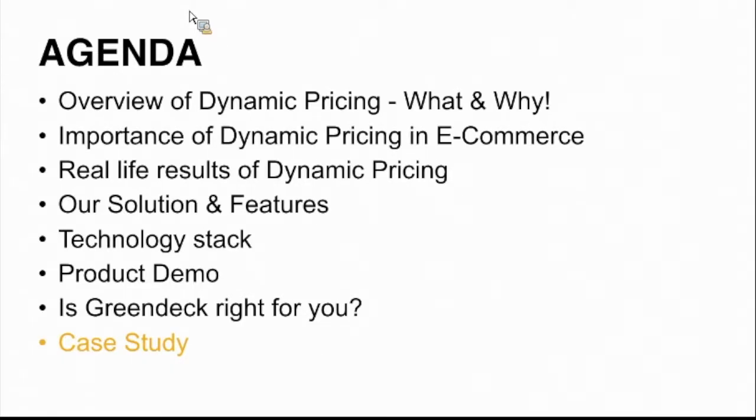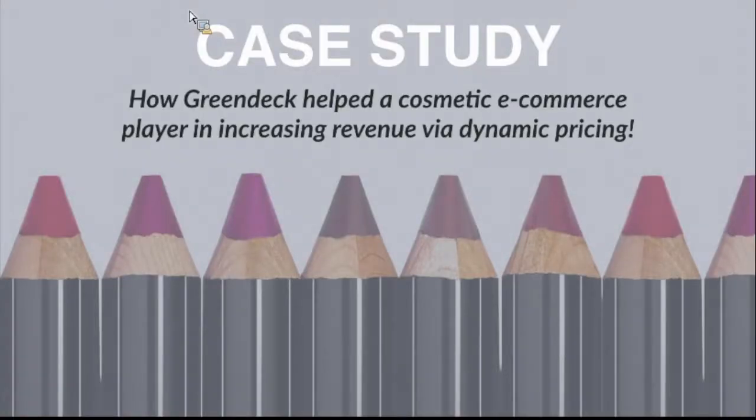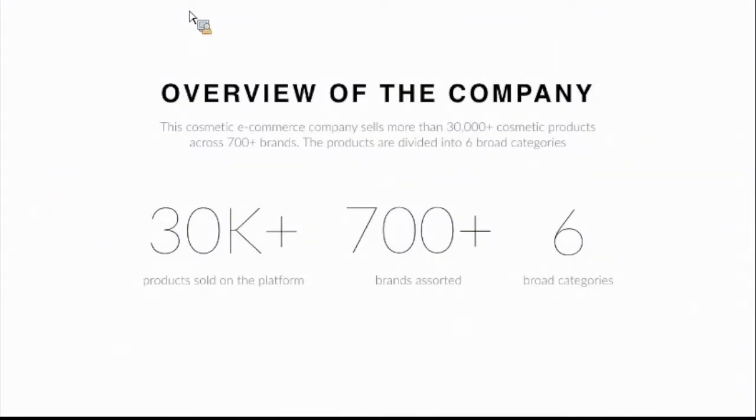I'll go over a case study of a cosmetic e-commerce company back in India, of how we have helped them increase their revenues using dynamic pricing. How Greendeck helped a cosmetic e-commerce player in increasing revenue via dynamic pricing. So I'll give an overview of the company. The cosmetic e-commerce company sells more than 30,000 cosmetic products across 700-plus brands, divided broadly into 6 categories. What was the problem they were facing?